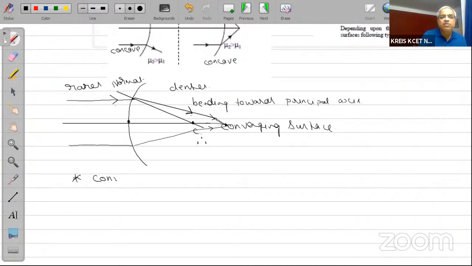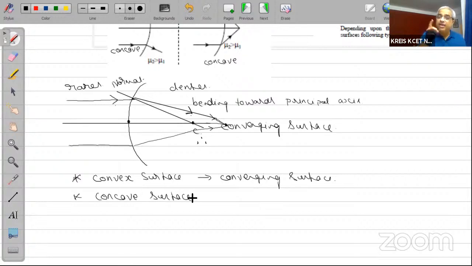ಯಾವಾಗ ಅದು ಕಾನ್ವೆಕ್ಸ್ ಸರ್ಫೇಸ್ ಆಗಿರುತ್ತೋ ಅವಾಗ ಅದು ಕನ್ವರ್ಜಿಂಗ್ ಸರ್ಫೇಸ್ ಆಗಿರುತ್ತೆ. ಯಾವಾಗ ಕಾನ್ಕೇವ್ ಸರ್ಫೇಸ್ ಇರುತ್ತೋ, ಕಾನ್ಕೇವ್ ಅಂದ್ರೆ ಯಾವ ಕಡೆಗೆ, ಕಾನ್ಕೇವ್ ಟುವರ್ಡ್ ದಿ ರೇರರ್ ಮೀಡಿಯಂ ಇರುತ್ತೋ ಅಂತದ್ದು ಡೈವರ್ಜಿಂಗ್ ಸರ್ಫೇಸ್ ಆಗಿರುತ್ತೆ.